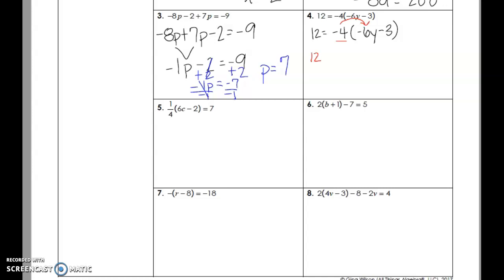Negative 4 times negative 6y is going to give us a positive 24y. Bring down our subtraction sign. Negative 4 times 3 is negative 12. Now I'm going to rewrite my problem because I'm subtracting a negative number. So that means we keep 24y as it is, we change the subtraction sign to addition, and we switch negative 12 to positive 12. Now I need to get rid of that positive 12, so I'm going to subtract 12 from both sides of my equation.